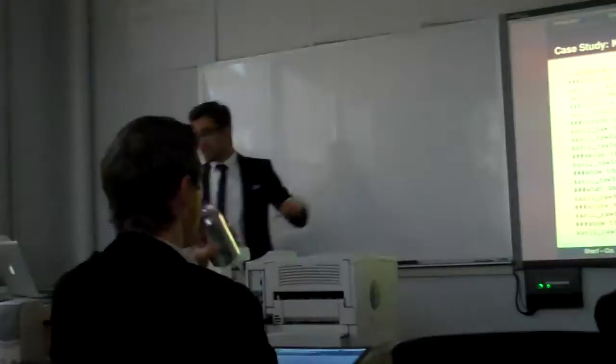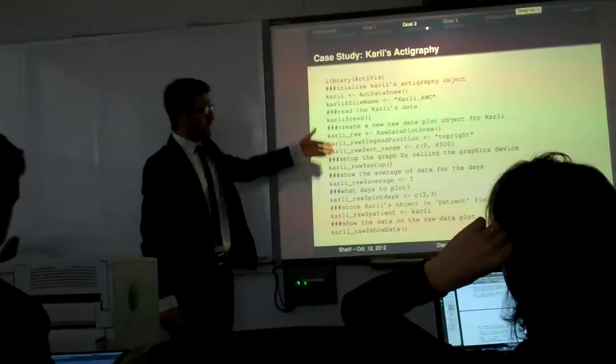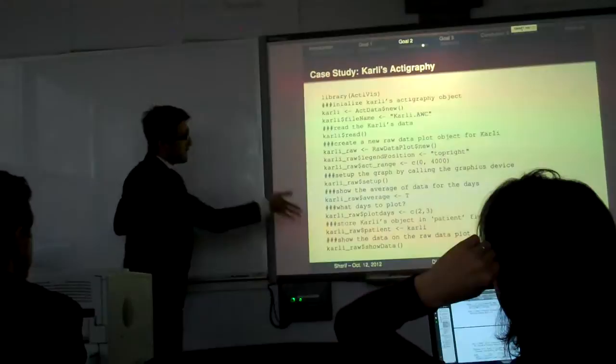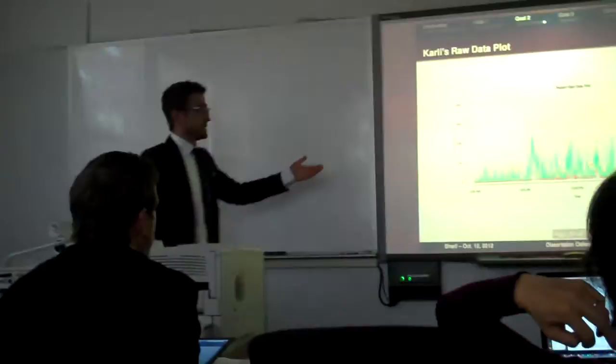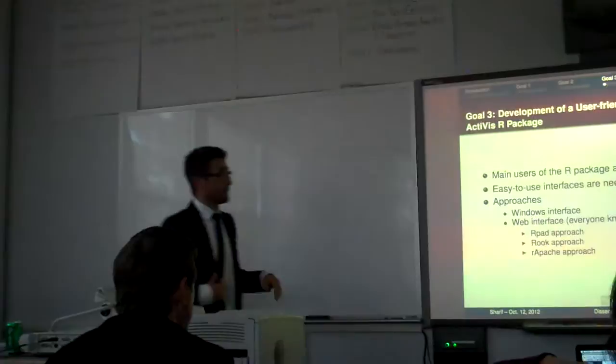This is a case study. I'm not going into the detail of the code here, but in order to plot, for example, the case study for Carly, we read its data using this object-oriented approach. This is probably different from what people in R have used. That's what we call the object-oriented paradigm. This code would create this plot, which is the raw data plot for Carly, with the average here in green. Unless the committee would like me to go into the details of the code, we can do that after the public defense.